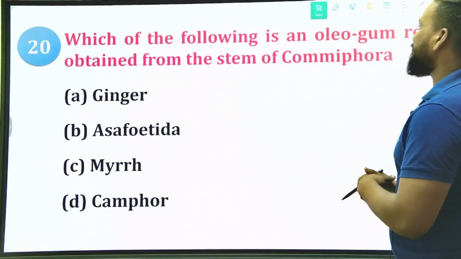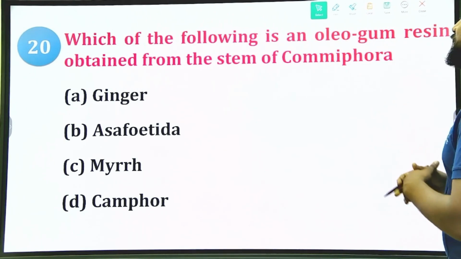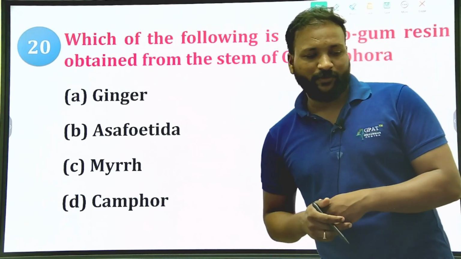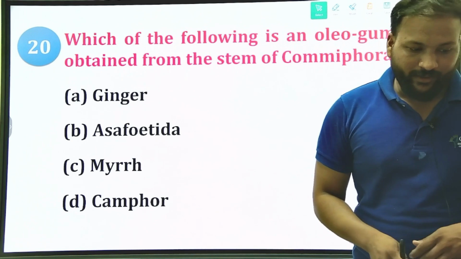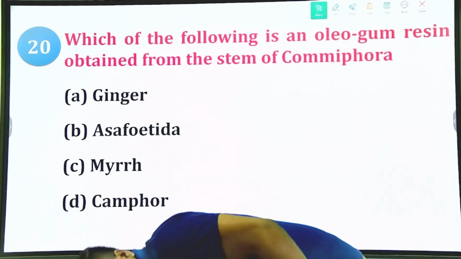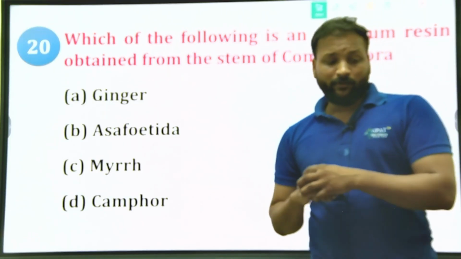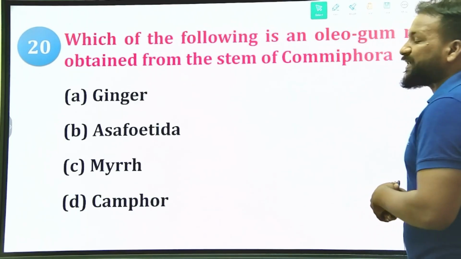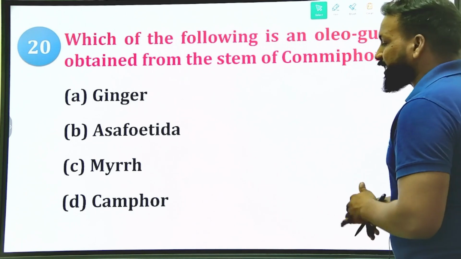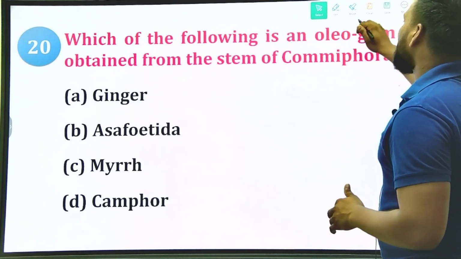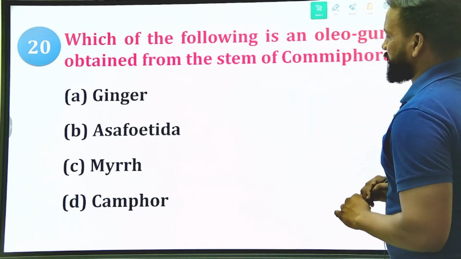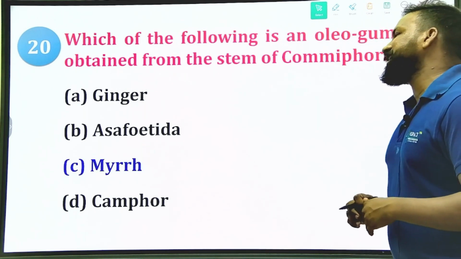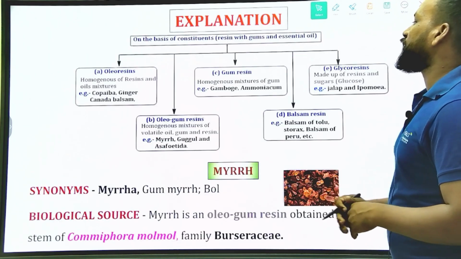Which of the following is an oleogum resin obtained from the stem of Commiphora molmol? What is the source of Commiphora molmol, my dear aspirants? Option A ginger, B asafoetida, C myrrh, and D camphor. Commiphora molmol is the source for which of the following oleogum resins? The answer is option C, myrrh, that is Commiphora molmol.